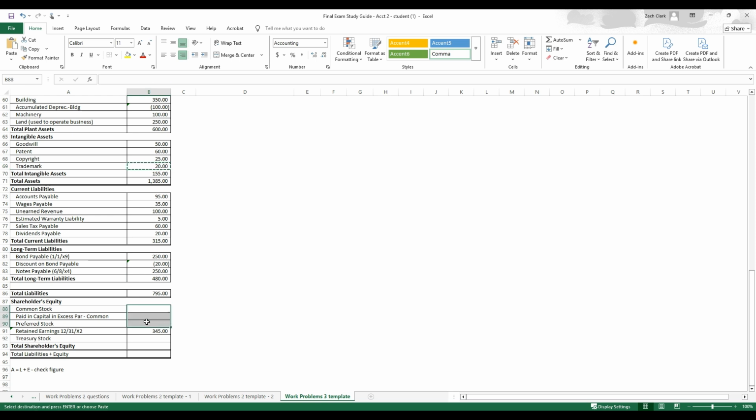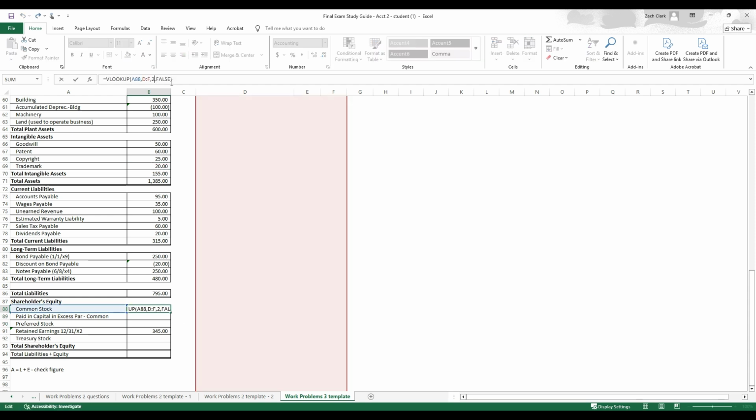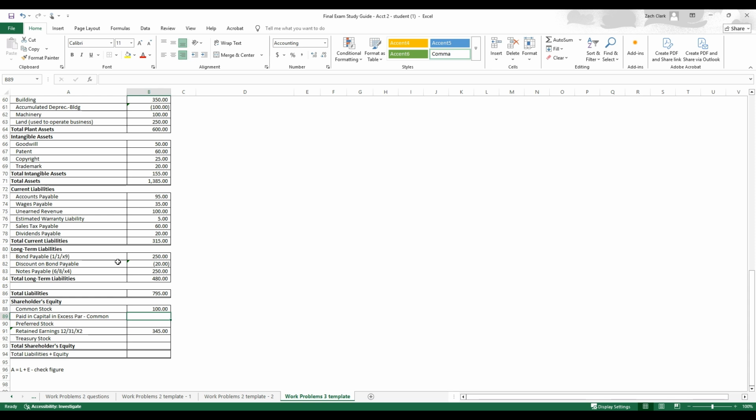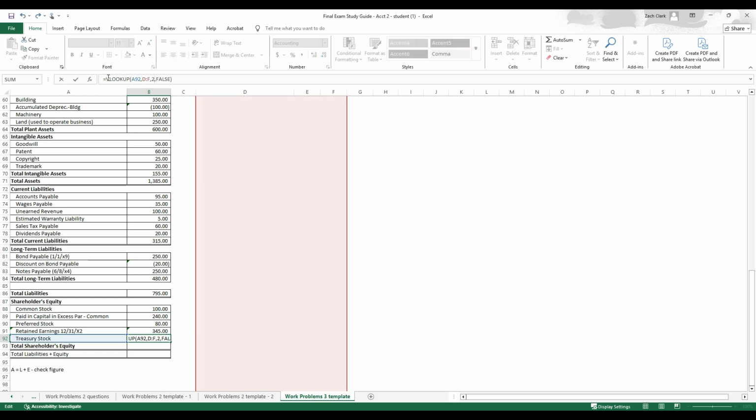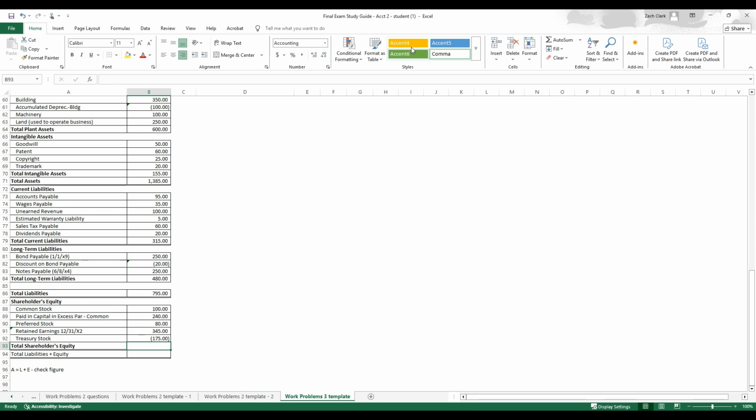we've got to pull from column 3. Credit balances for these equity accounts, except for treasury stock, because that is a contra equity. And remember to make that one negative. Gotta watch out for those contra accounts. So then we get 590. We add our liabilities and equity together, 1385.